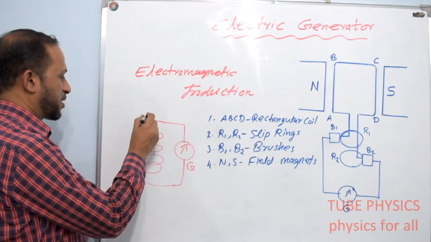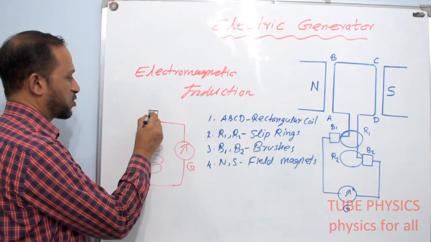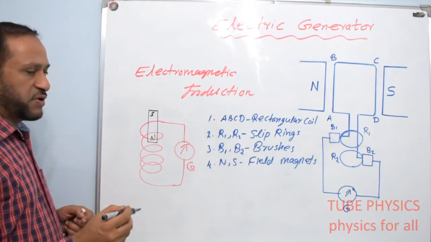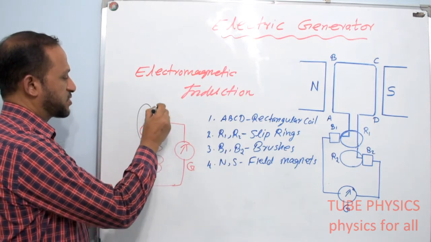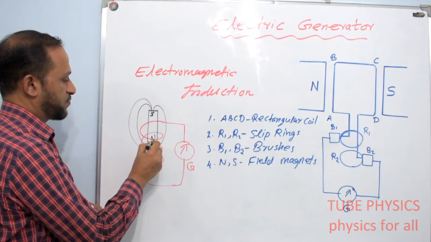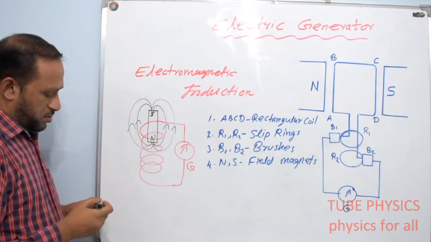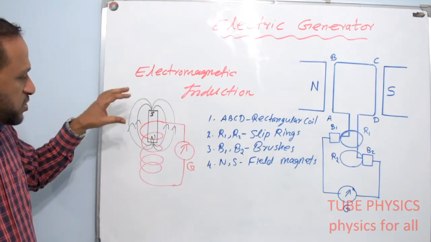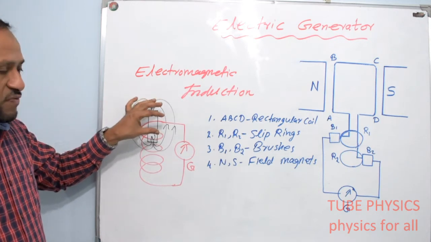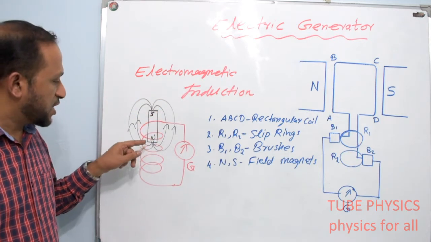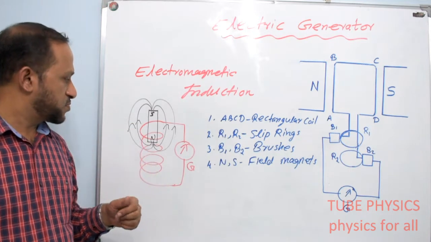Suppose we have a bar magnet. This is the north pole and south pole of the magnet, and we know that in a magnet from north pole to south pole there will be flux lines or magnetic field lines or magnetic lines of force moving like this. When we move this magnet inside the coil, the number of field lines, or we can say magnetic flux, associated with this copper coil will keep on changing.